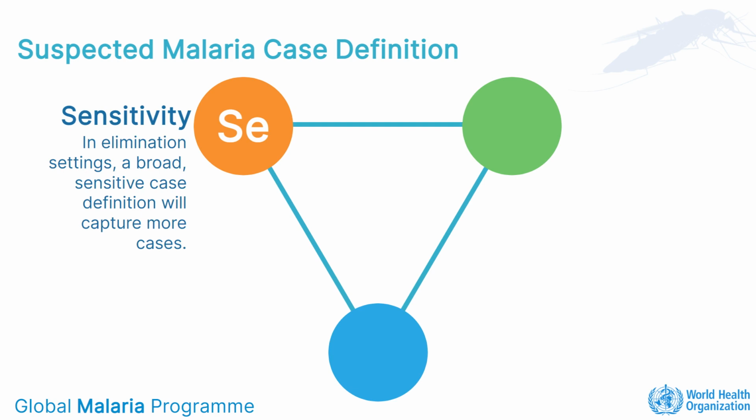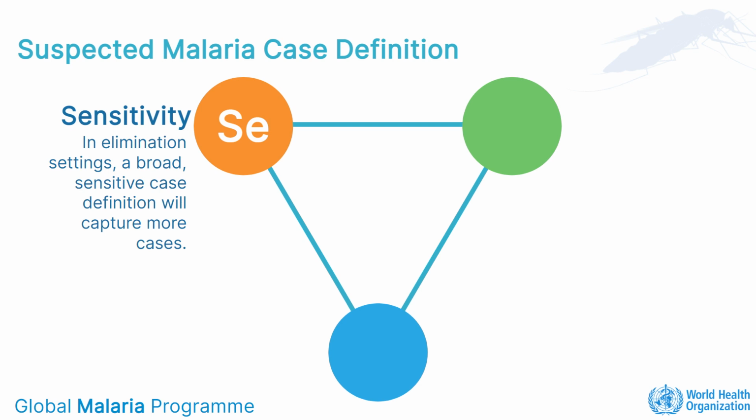In elimination settings, you may want to have as sensitive a case definition as possible, because missing a positive case could cause a setback in achieving the elimination goal. The drawback to a very sensitive case definition, however, is that you will use a lot of resources to test many people who do not have malaria.